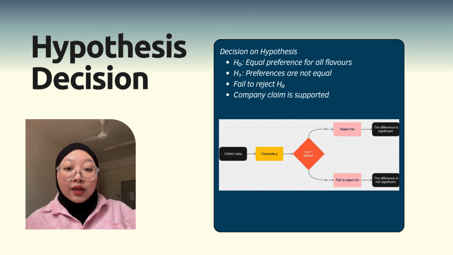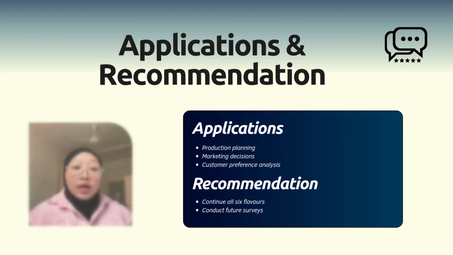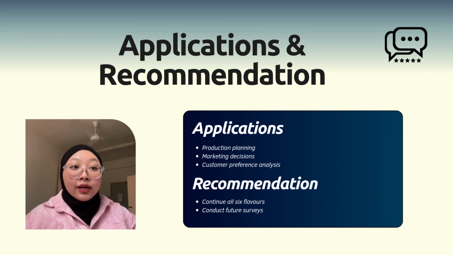more than others. As a result, the survey data support the company's claim that customer preferences are equal among the 6 flavors. This finding can be applied in real-life business situations, especially in marketing, production planning, and customer analysis. Since customer preferences appear to be evenly distributed among 6 flavors, the company can continue producing all 6 flavors without making major changes to its product range.